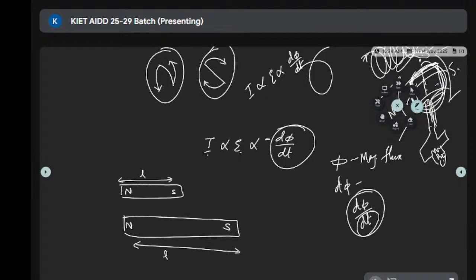Automatically, when the length changes, something changes. But that was different.